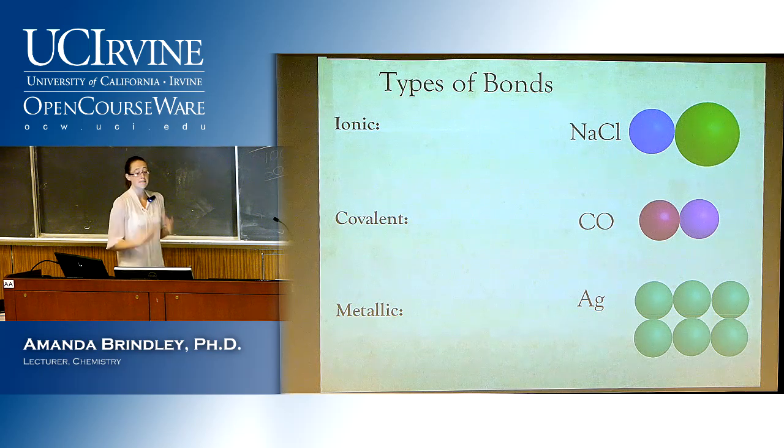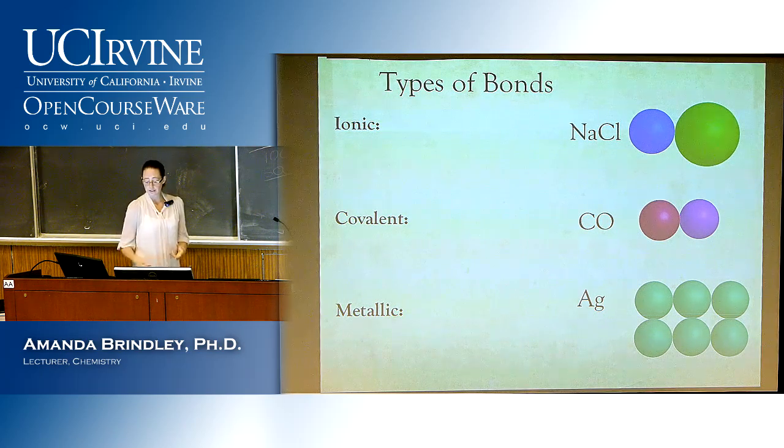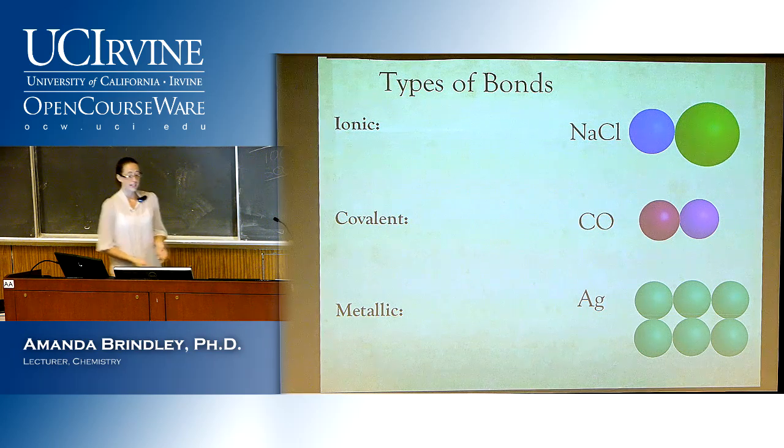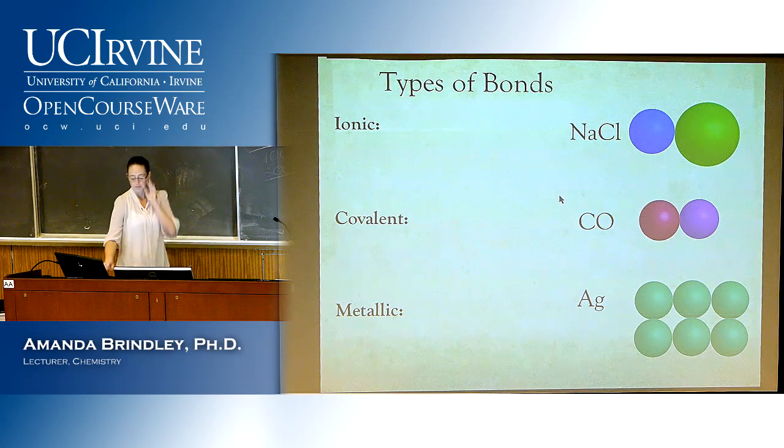There are our 3 main types of bonding: ionic bonding, covalent bonding, and metallic bonding. Remember, these are important for knowing how to name them, because we use different names for ionic than we do for covalent, and they're very different from each other.